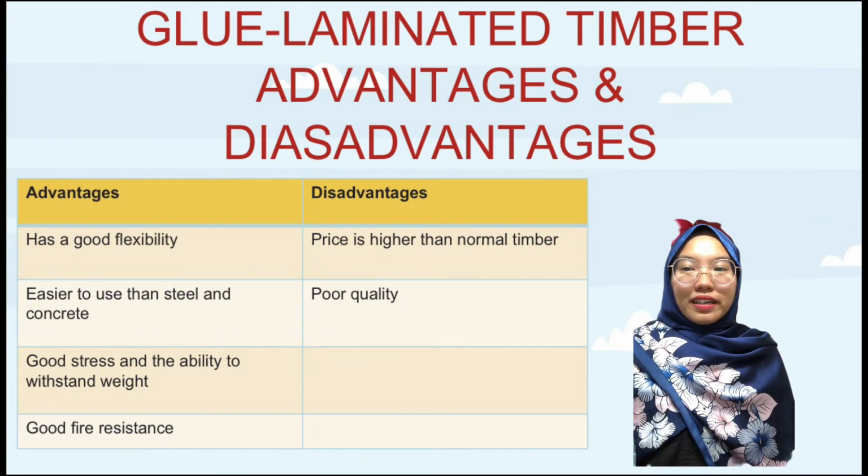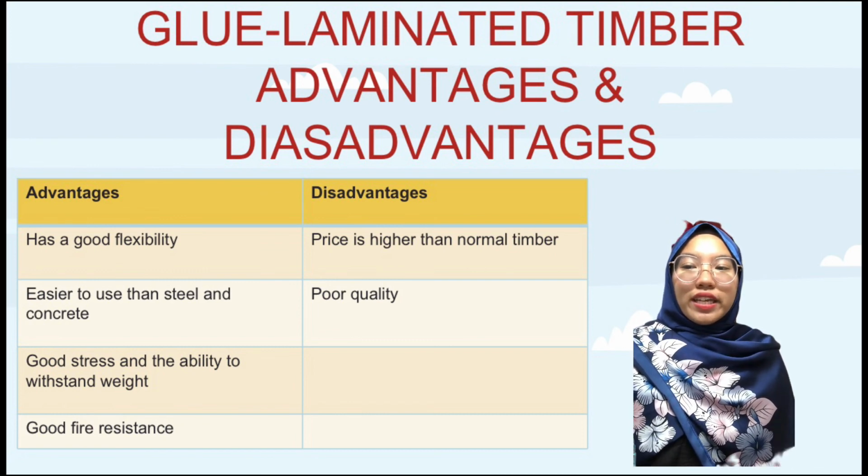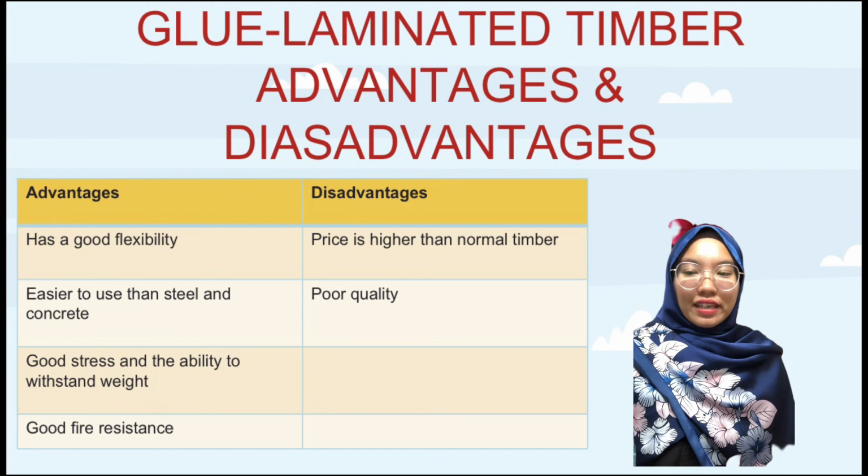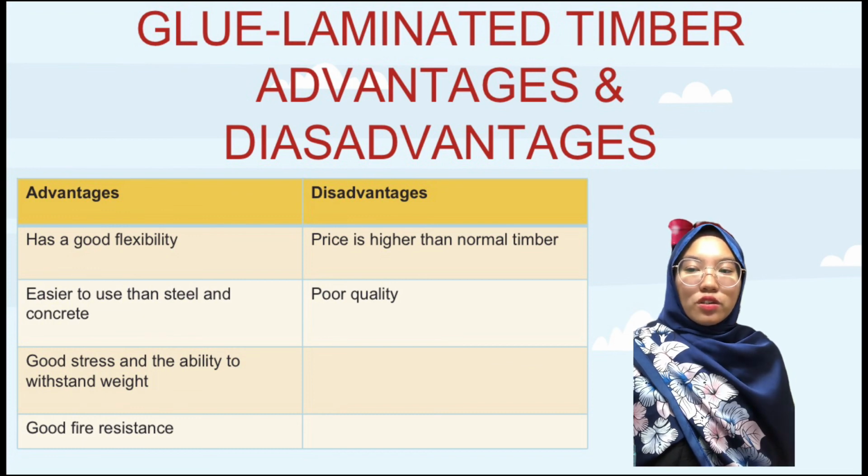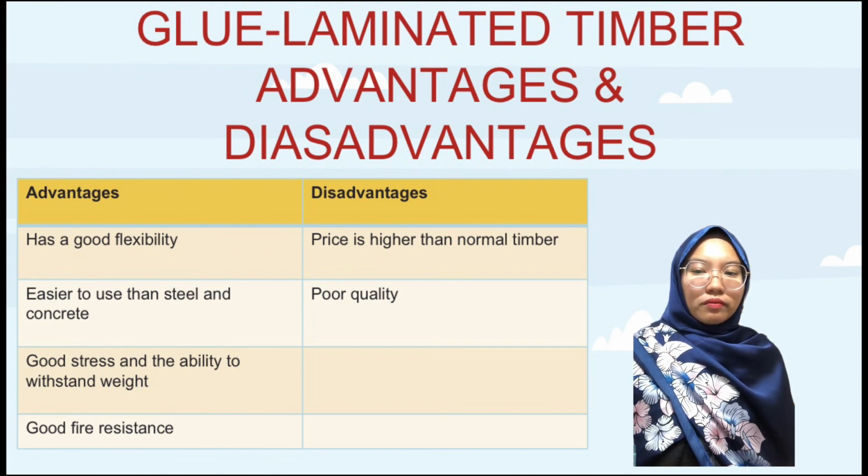Glue laminated timber advantages and disadvantages. The advantage is it has good flexibility. Second one is easier to use than steel and concrete, and third one is good strength and the ability to withstand weight. The last one is good fire resistance. And the disadvantage is the price of glue laminated timber is higher than normal timber.